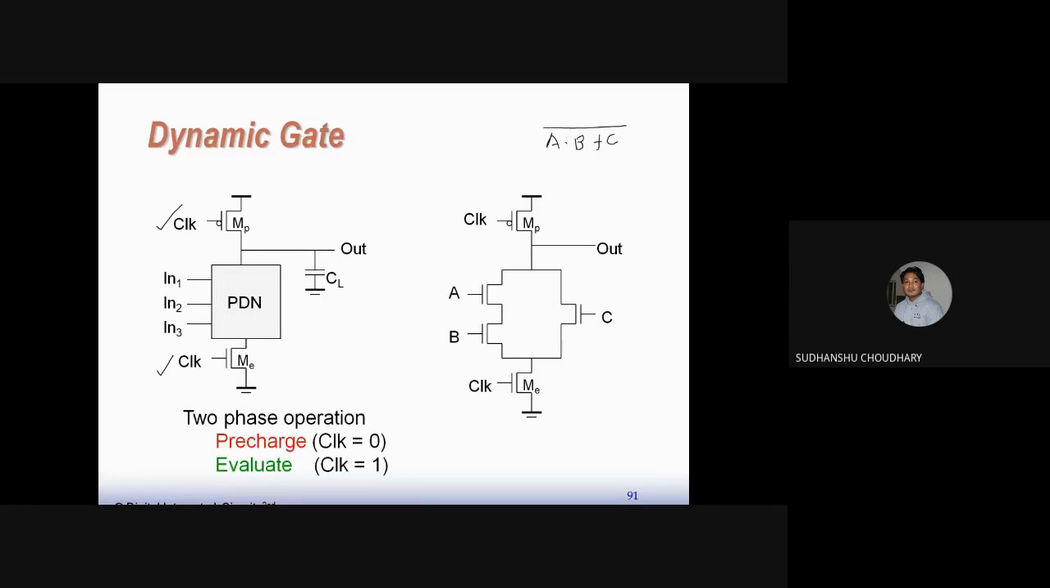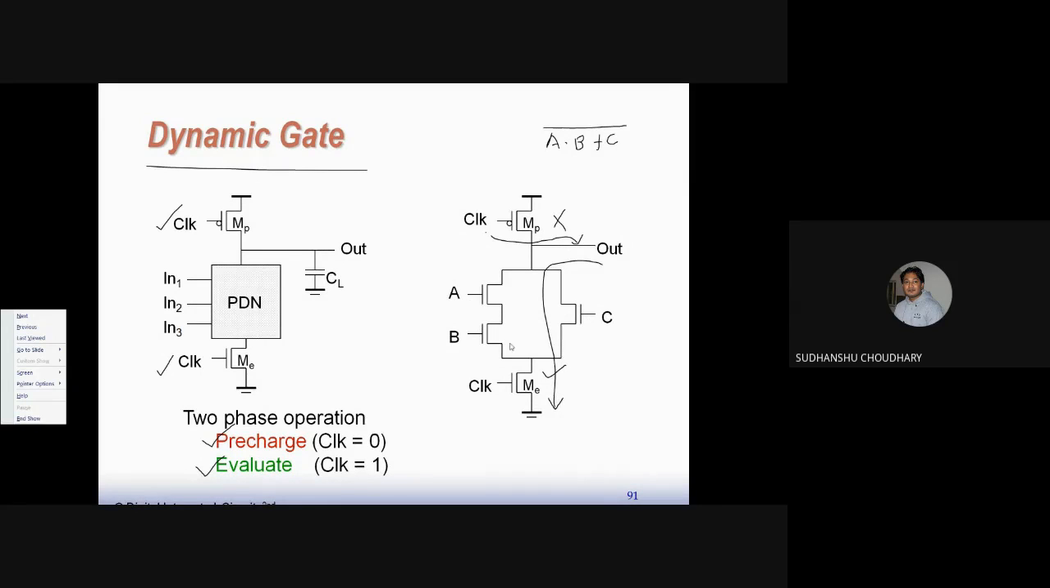This dynamic gate circuit has a two-phase operation cycle. In the first phase, you have pre-charge, when the clock is zero. When the clock is zero, this transistor is on, so my output node will be charged. This is called pre-charge. When the clock is one, this is called evaluate. When the clock is one, the NMOS is on and the PMOS is off, so whatever logic is being implemented is evaluated at the output node, that is, the capacitance is discharged to zero. The logic is evaluated during the evaluate cycle only. In the pre-charge phase, the charging of the output is possible only.